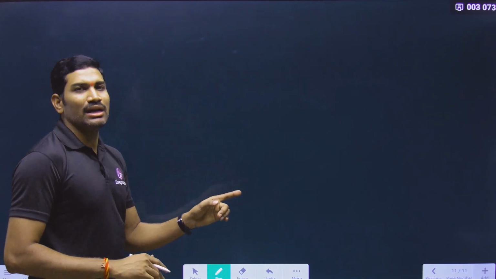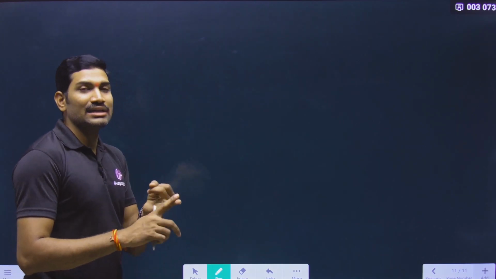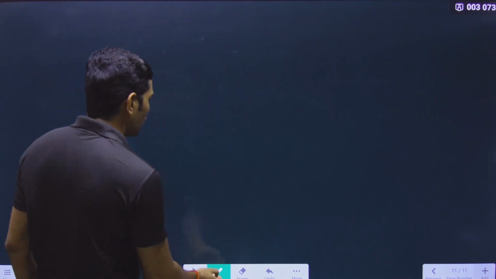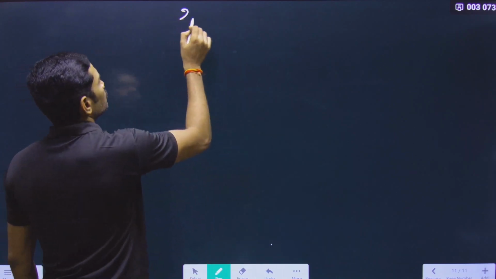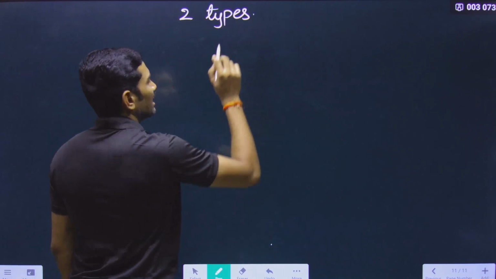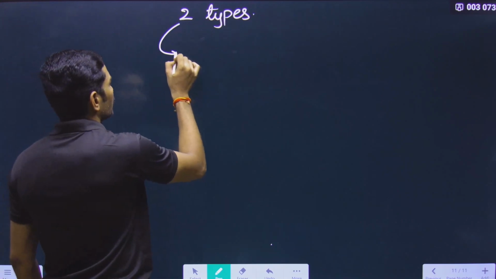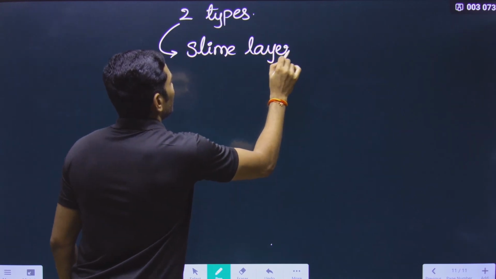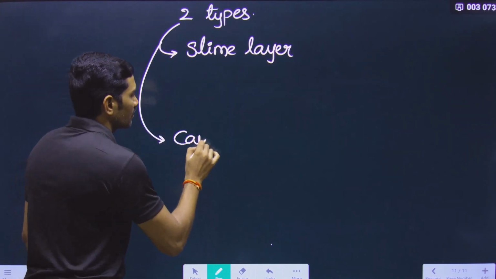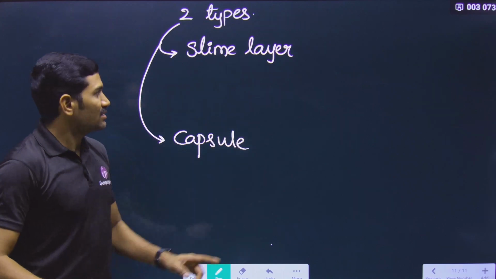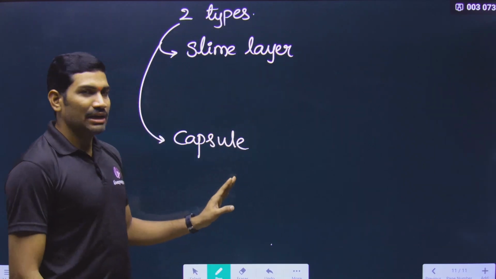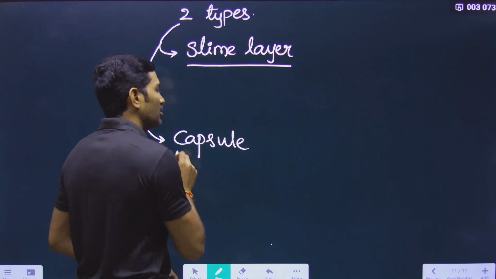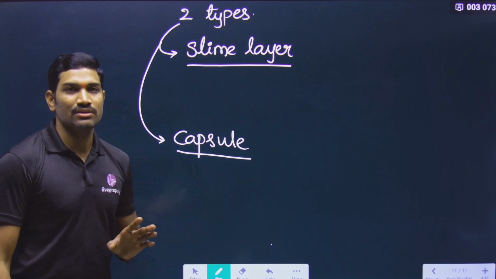Fine. And this glycocalyx layer has different thickness and different composition. So that's why we are not going into those further details. And now here it is of two types. This point is important. This glycocalyx layer is of two types. What are these two types? First one is slime layer and second one is capsule. Please understand this. Slime layer is nothing but glycocalyx. Capsule is also nothing but glycocalyx. But when you will use the term slime layer and when you will use the term capsule, this is the most important point. Understood or not?